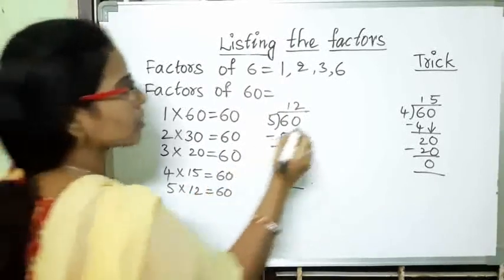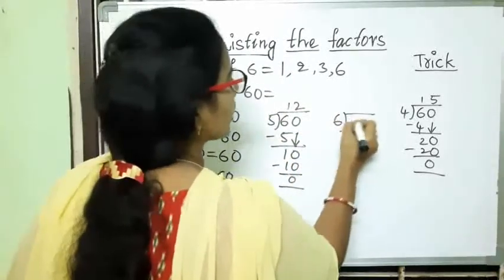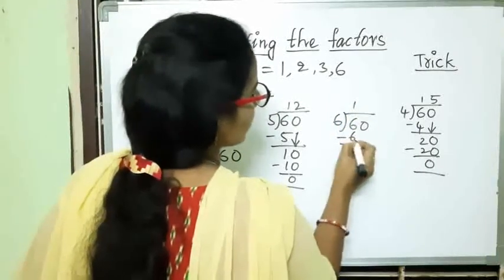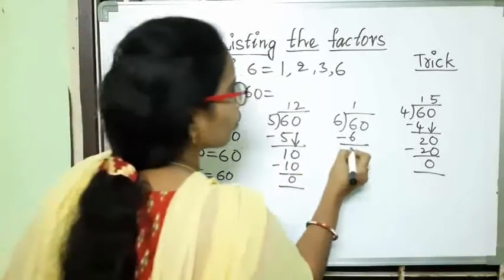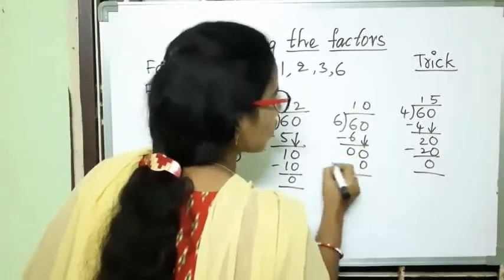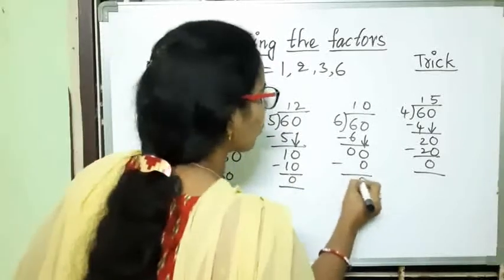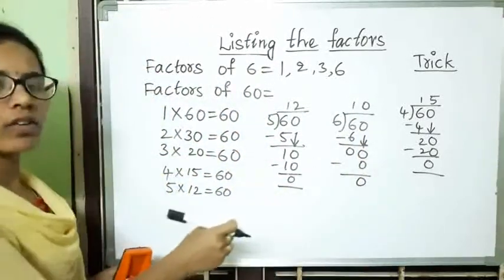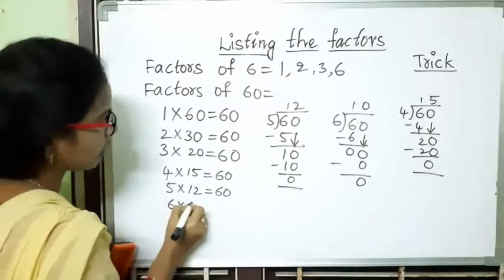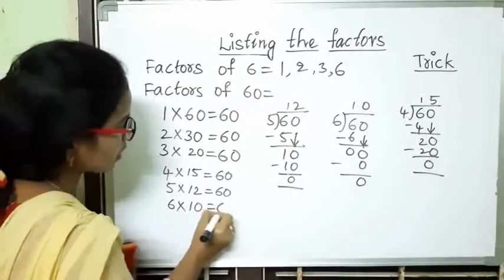Let's take number 6. Divide 60 by 6. 6 ones are 6. 6 minus 6 equals 0. Bring down 0. 6 zeros are 0. 0 minus 0 is 0. So here also we got 0. So that 6 is a factor of 60. 6 times 10 equals 60.